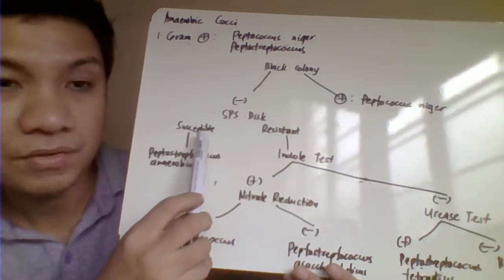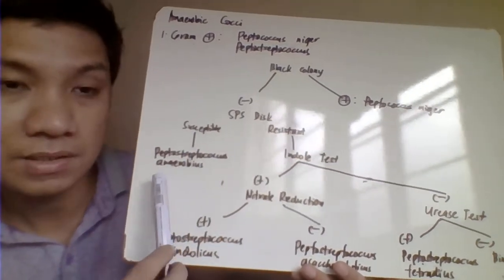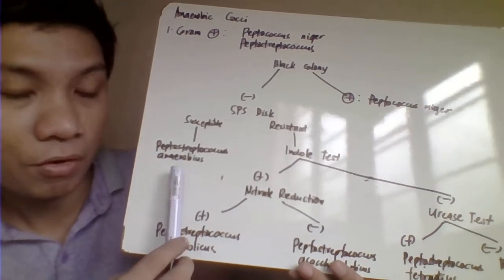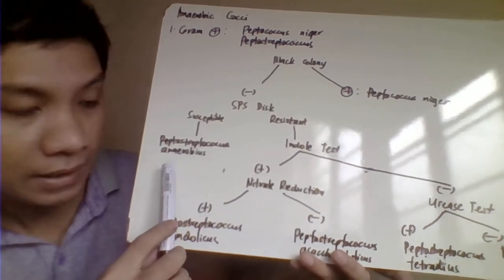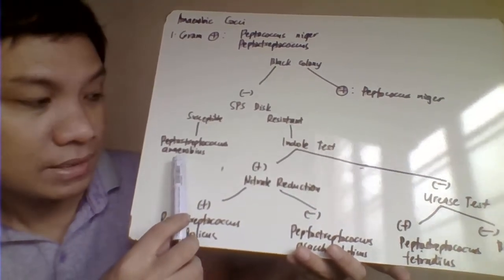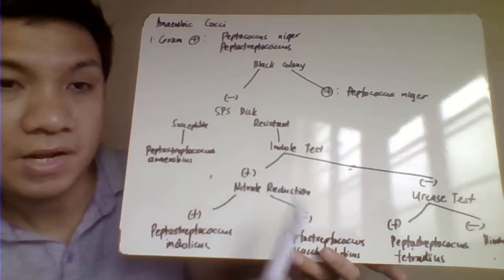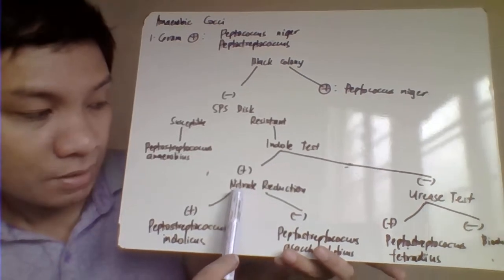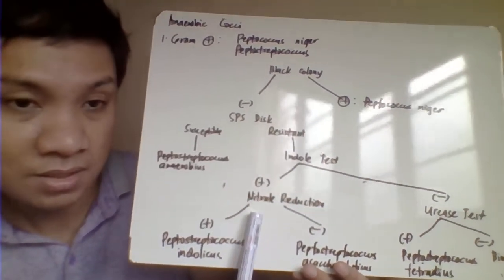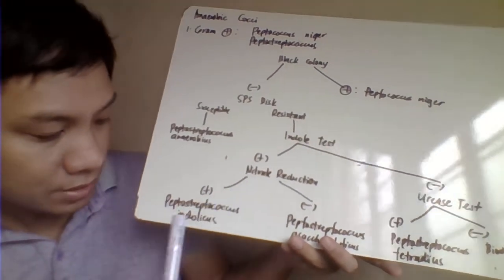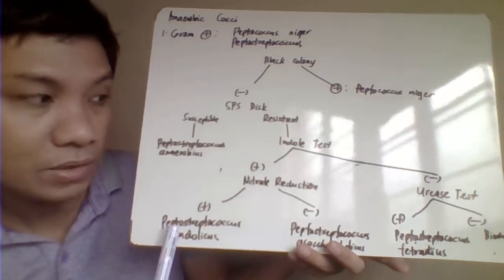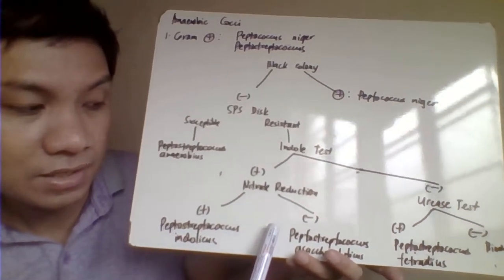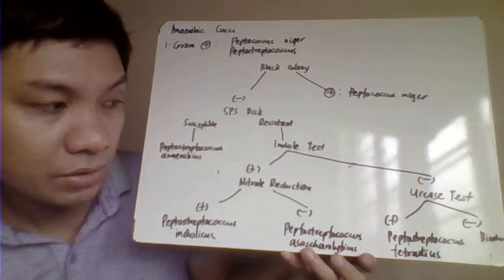If that one has a susceptible result, that will identify your Peptostreptococcus anaerobius. If that one is resistant, then perform the indole test. If it is positive for indole, then perform the nitrate reduction. If it is positive for nitrate reduction, that becomes your Peptostreptococcus indolicus. But if it is negative, that's your Peptostreptococcus asaccharolyticus.